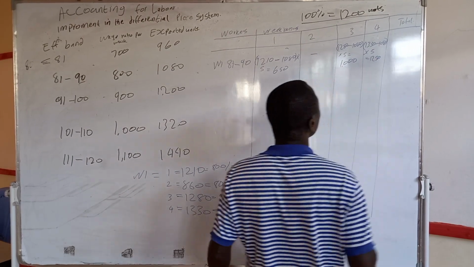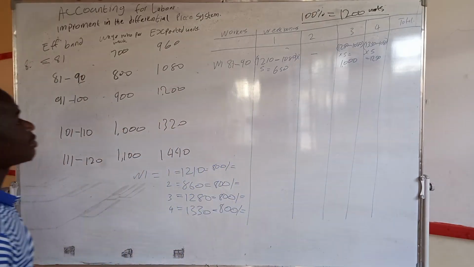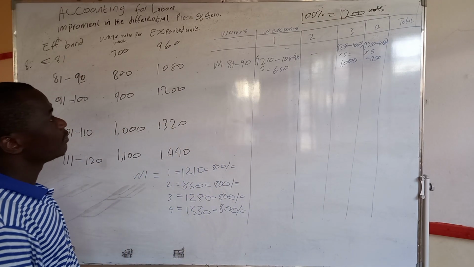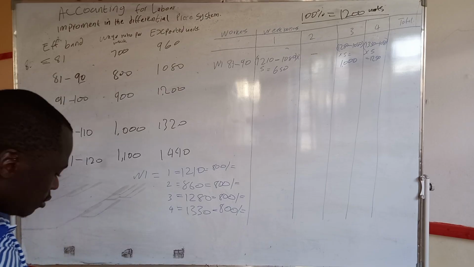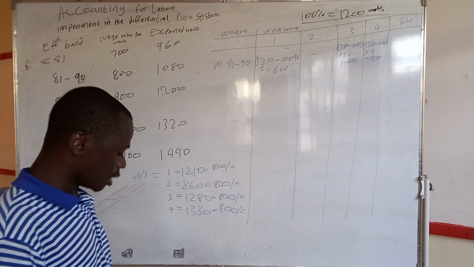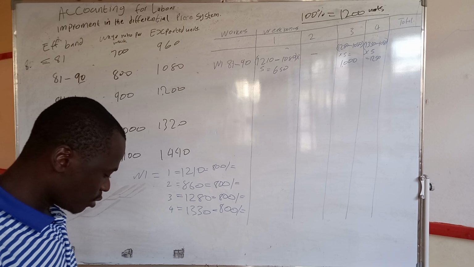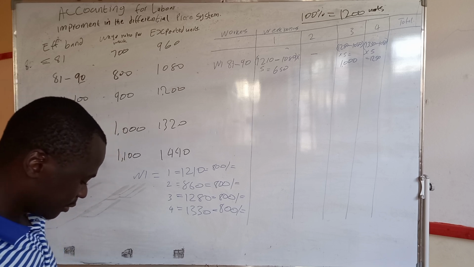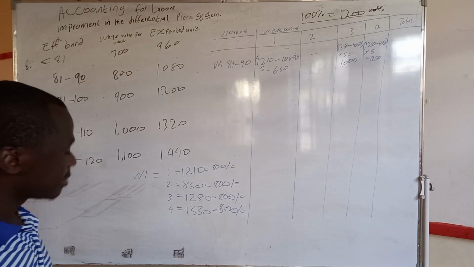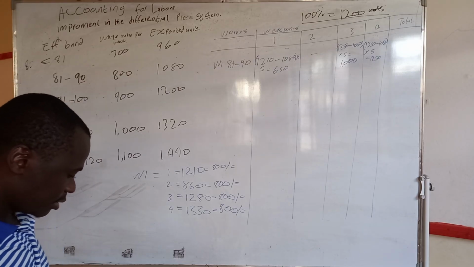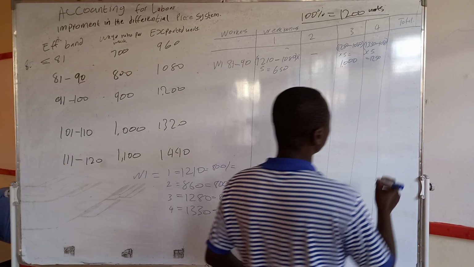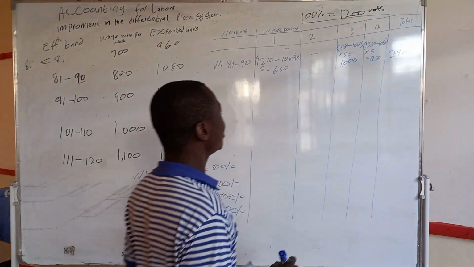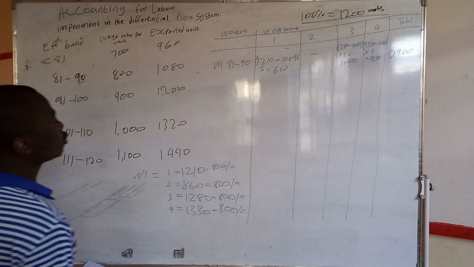So what is the total bonus for the period? It will be the addition of 1,250 plus 1,000 plus 650 plus 650. That is 2,900. We go to worker 2.